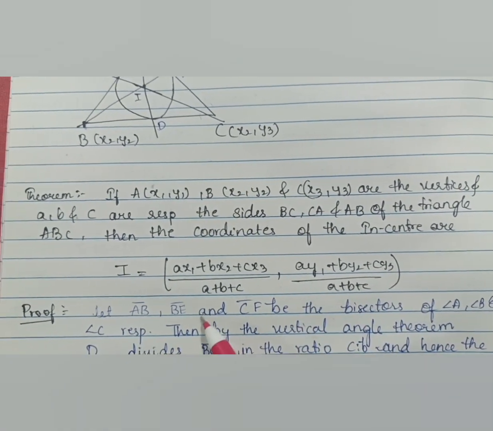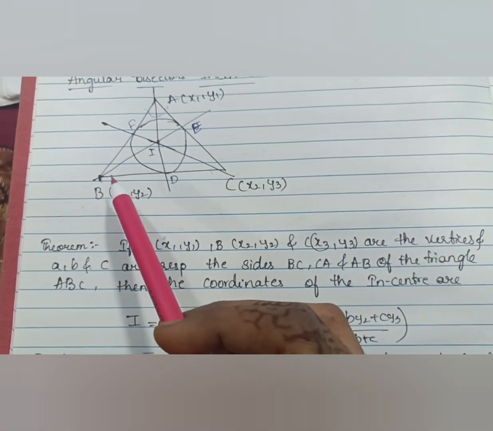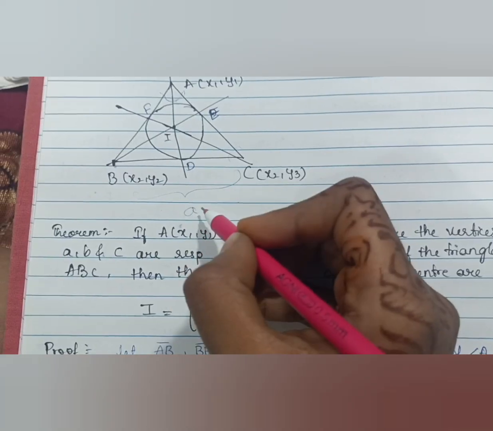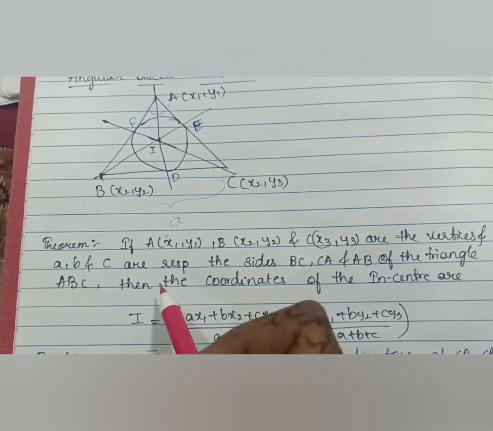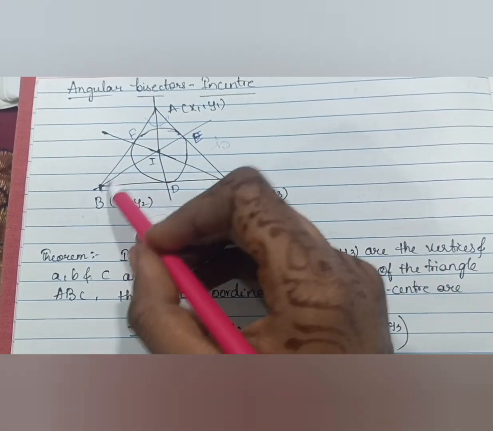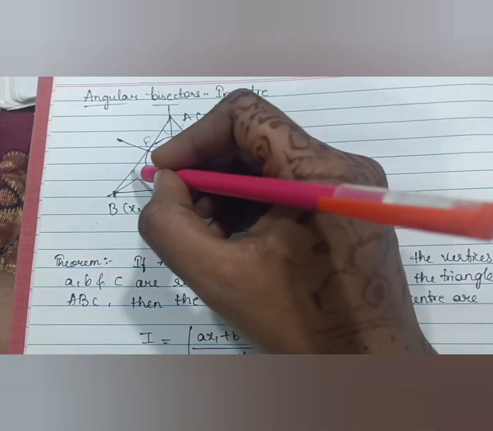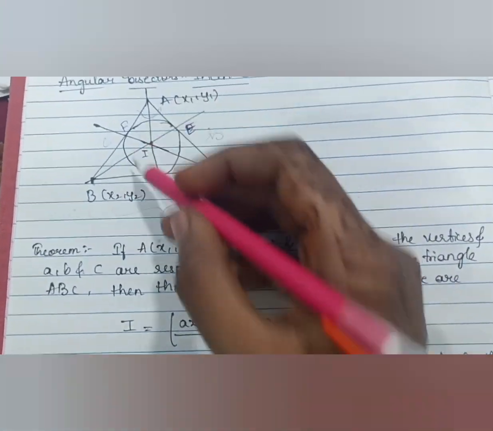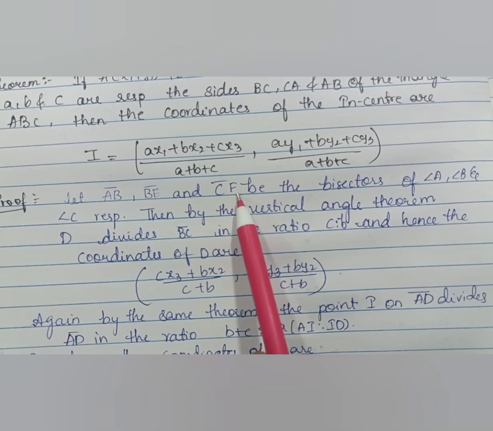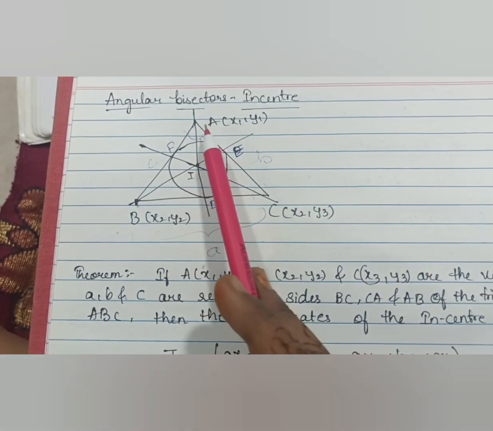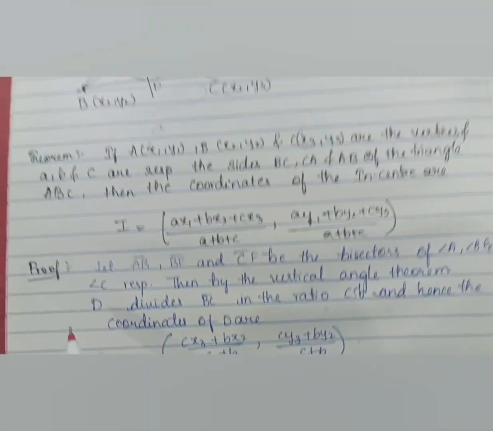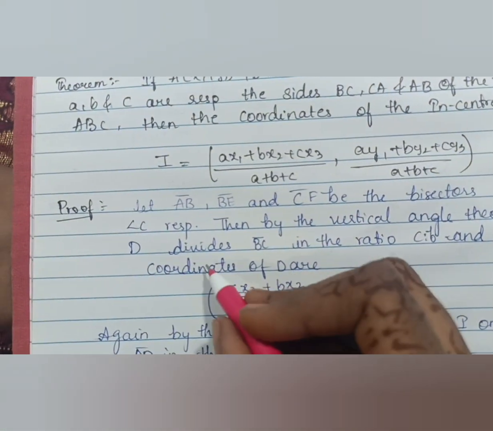So this a, b, c, what is the a value? BC, this value is a, and CA, this value is b, and BA, or AB, this value is c, the length. Let AB be... sorry, not AB, it is AD. Okay.